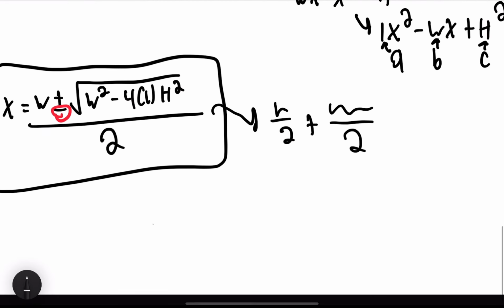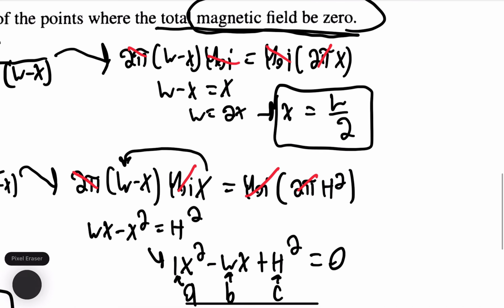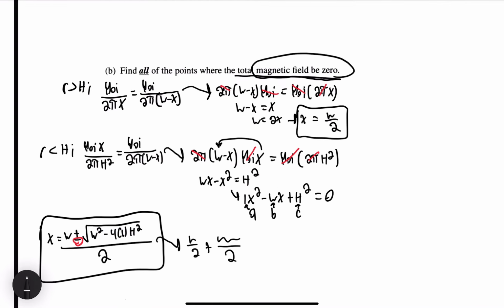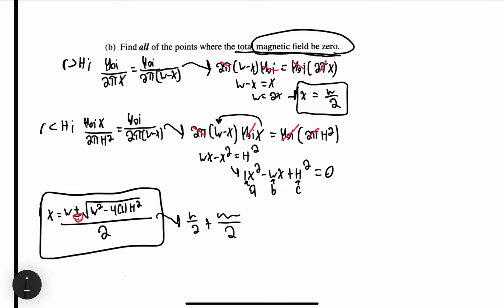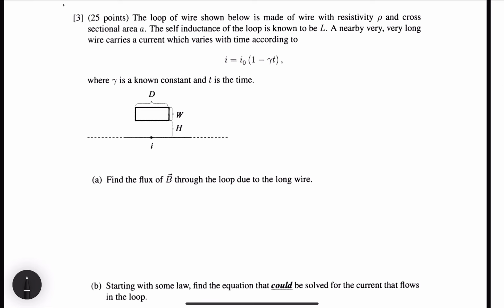So the two solutions would be this square root, and this is a w over 2, and at these 2 points is when the magnetic field, total magnetic field, will be 0. Okay, so now for the third question.